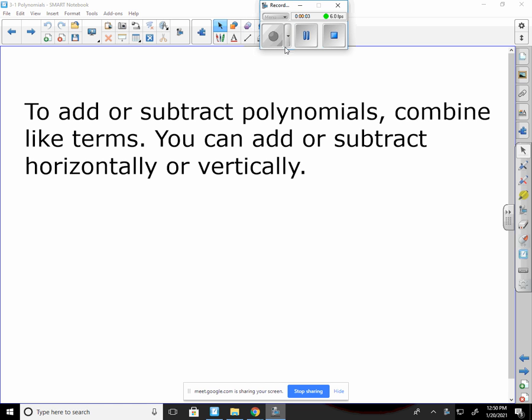Okay, so picking up where we left off yesterday. Yesterday we learned how to name them and put them in standard form, all that good stuff, find the degree, the leading coefficient. Today, in order to add and subtract polynomials, we just combine the like terms. So we can either add or subtract horizontally or vertically. I'll show you both methods and you can decide whichever one works for you best or whichever one you like more.